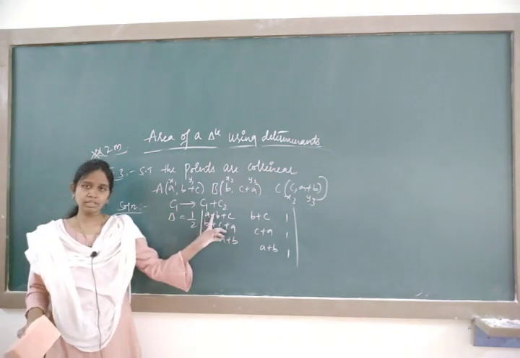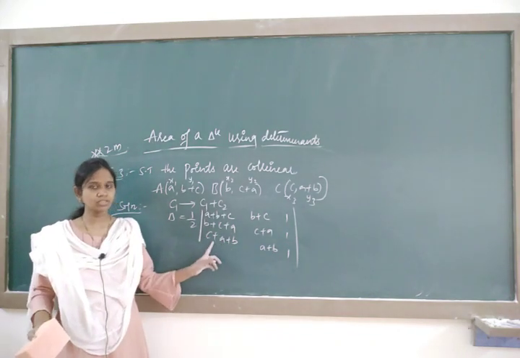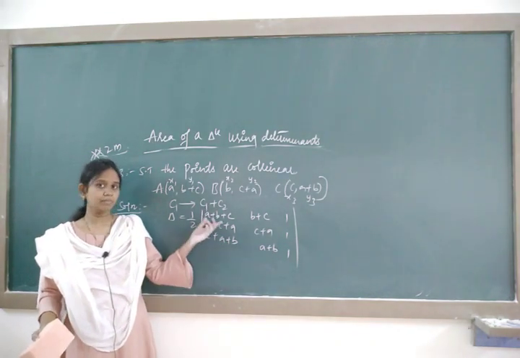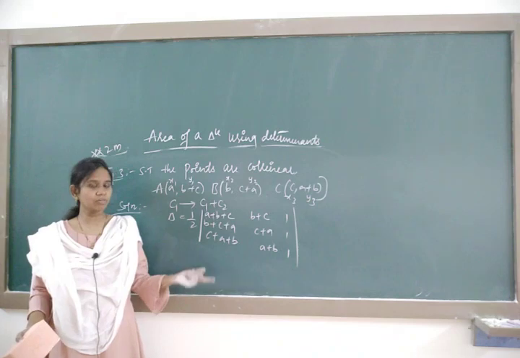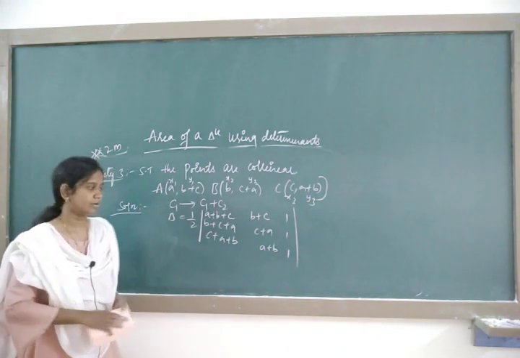Now in the complete C1 will become A plus B plus C. This is also A plus B plus C, and this is also A plus B plus C. It means something will be common. What is that common? A plus B plus C. Common from where? It's common from C1.